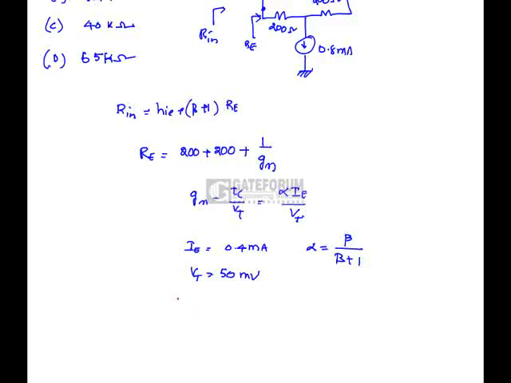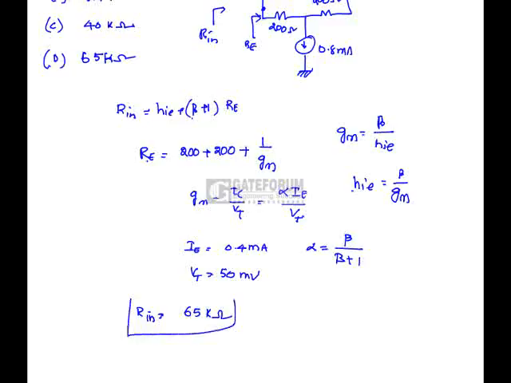After getting the gm, we know that gm is nothing but beta by h_ie. So from this, h_ie is beta by gm. Re is given. So we got h_ie, we got Re, we know beta, all those things. If we calculate, we will get Rin as 65 kilo ohms. Hence option D is correct.